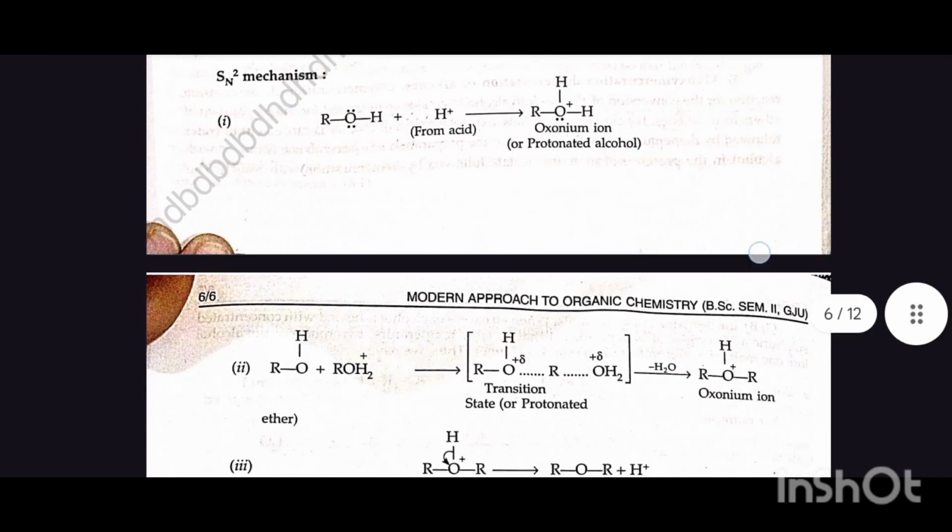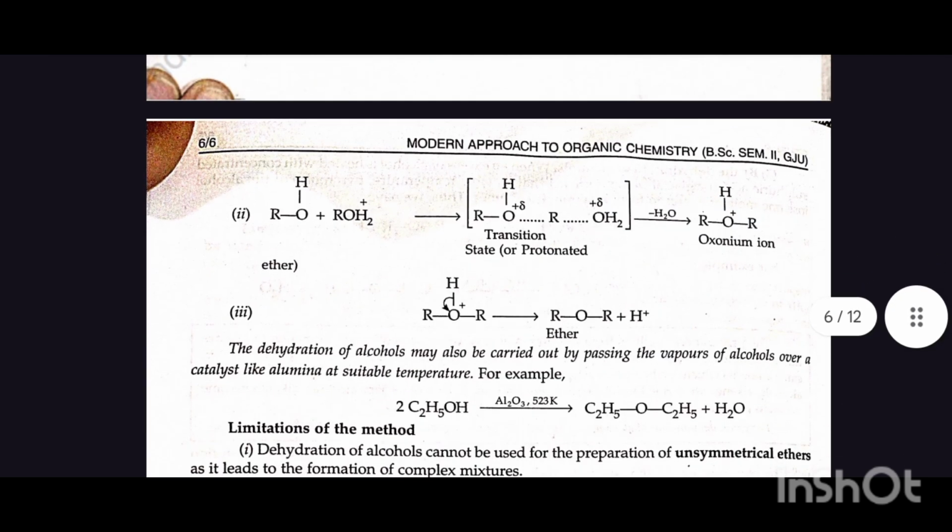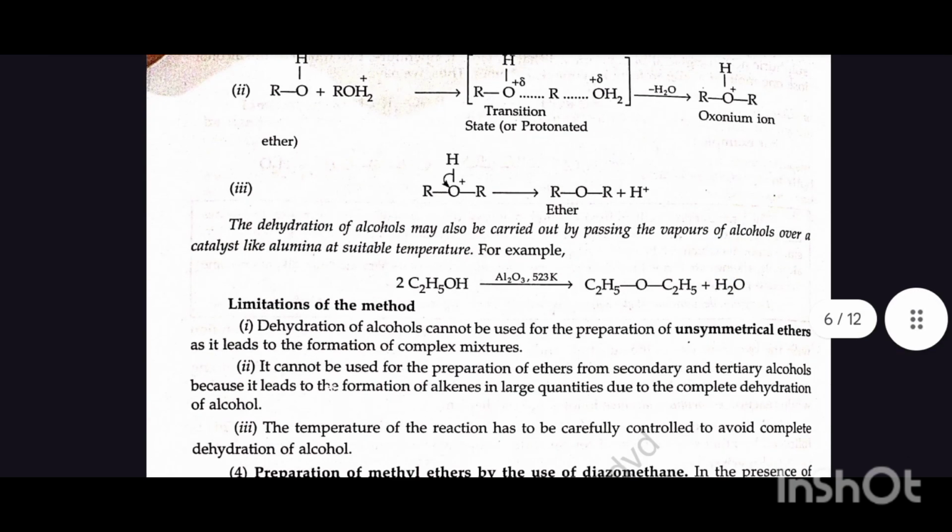Similarly, in SN2 mechanism, alcohol will react with H positive ion from the acid and gives the oxonium ion or protonated alcohol. In the next step, the reaction goes through a transition state. Then the removal of water will take place and protonated ether will be produced. After that, the oxonium ion will lose H positive and forms ether, releasing the H positive ion.